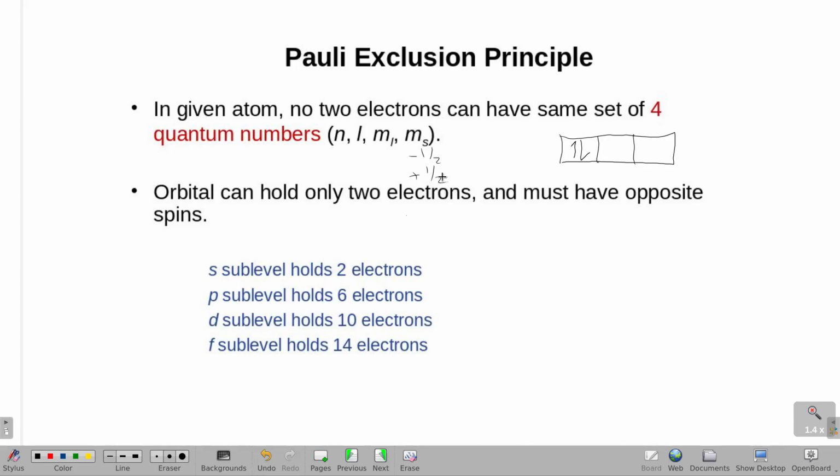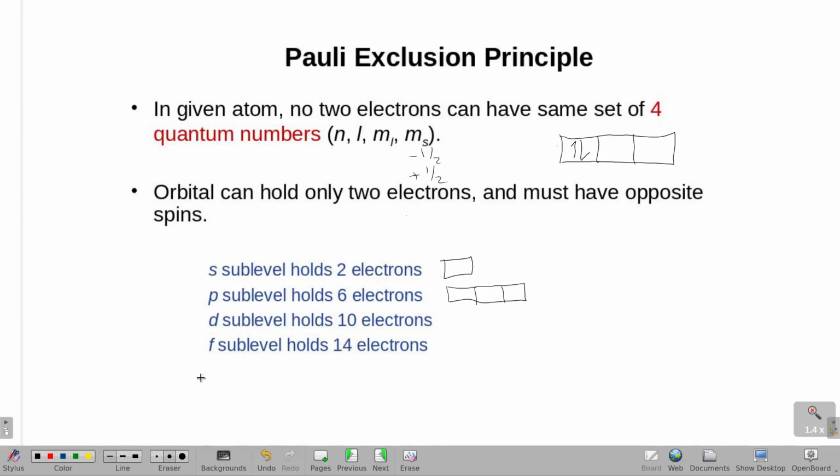Now where this comes from is it actually turns out in a particular orbital, so these 3 numbers being all set, you can only ever put 2 electrons in that orbital. You can't put 3 in there, only 2 can fit. So our s orbital, which is 1 box, could hold 2 electrons. Our p orbital, which is 3 boxes, could hold 6 electrons. D orbital is 5 boxes, 10 electrons, and then 7 boxes could hold 14.